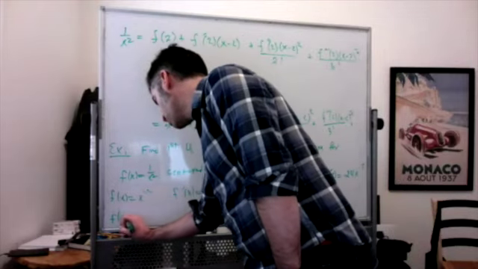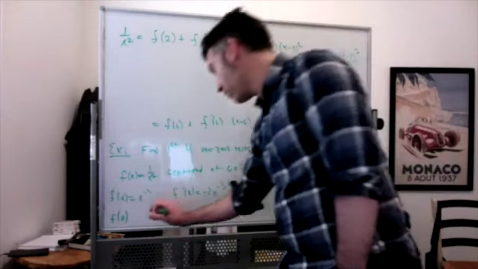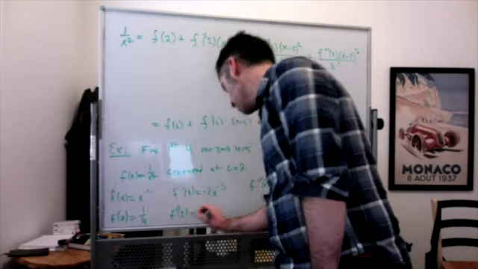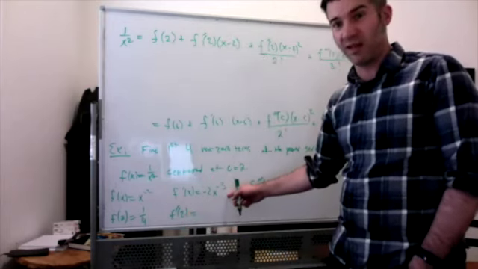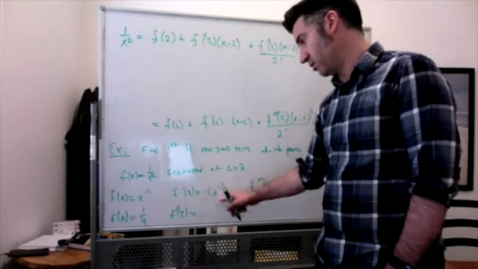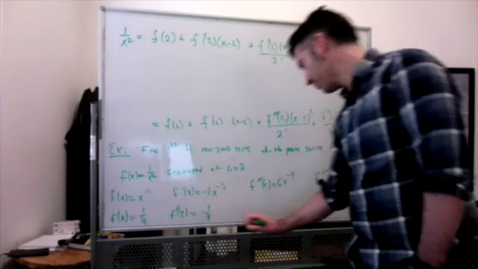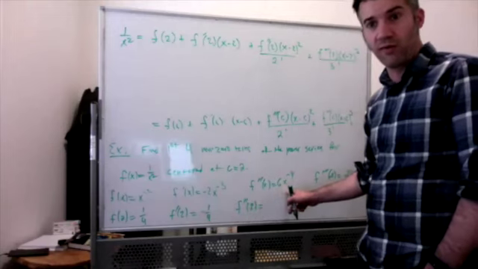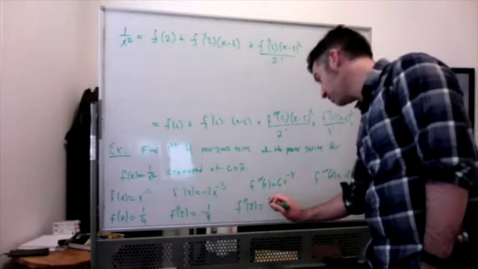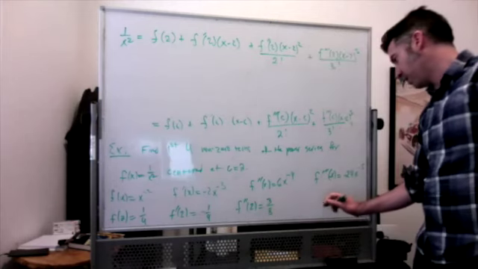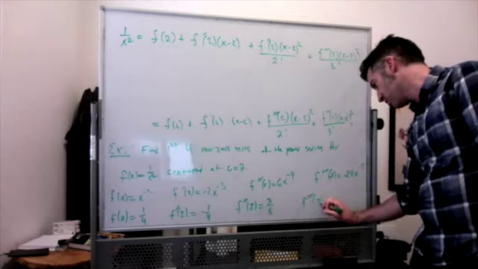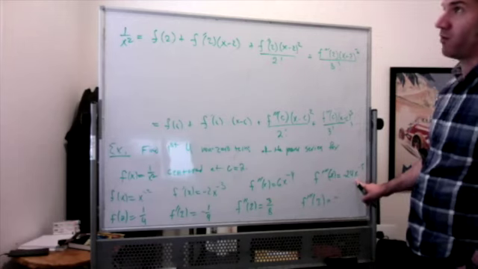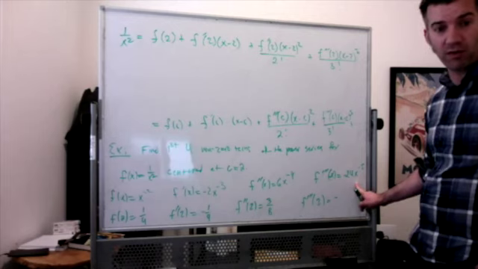So then f of 2 is going to be 2 to the negative second, which is 1/4. F prime of 2 is going to be negative 2 times 2 to the negative third. 2 to the negative third is 1/8. Negative 2 times 1/8 is negative 1/4. F double prime of 2 is going to be 6 over 2 to the fourth, which is 6 over 16, which is 3 over 8. And f triple prime of 2 is going to be negative 24 over 2 to the fifth, which is 32. And 24 over 32 reduces to 3 over 4, I believe.